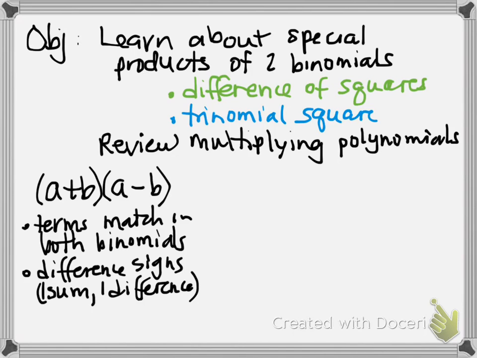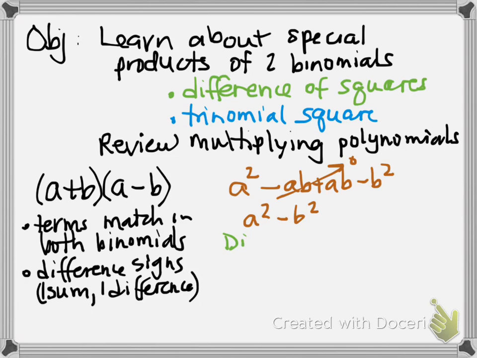When you guys were doing this on your homework last night, when you distributed or did whatever technique, you multiplied A times A, you got A squared. You had A times negative B was negative AB. And then you had to switch gears and multiply B times A, and you got positive AB. And then you multiplied B times negative B, and you got negative B squared. And what happened is these always ended up disappearing. And you ended up with a binomial answer that had two squared numbers and a difference. That product is called the difference of squares.